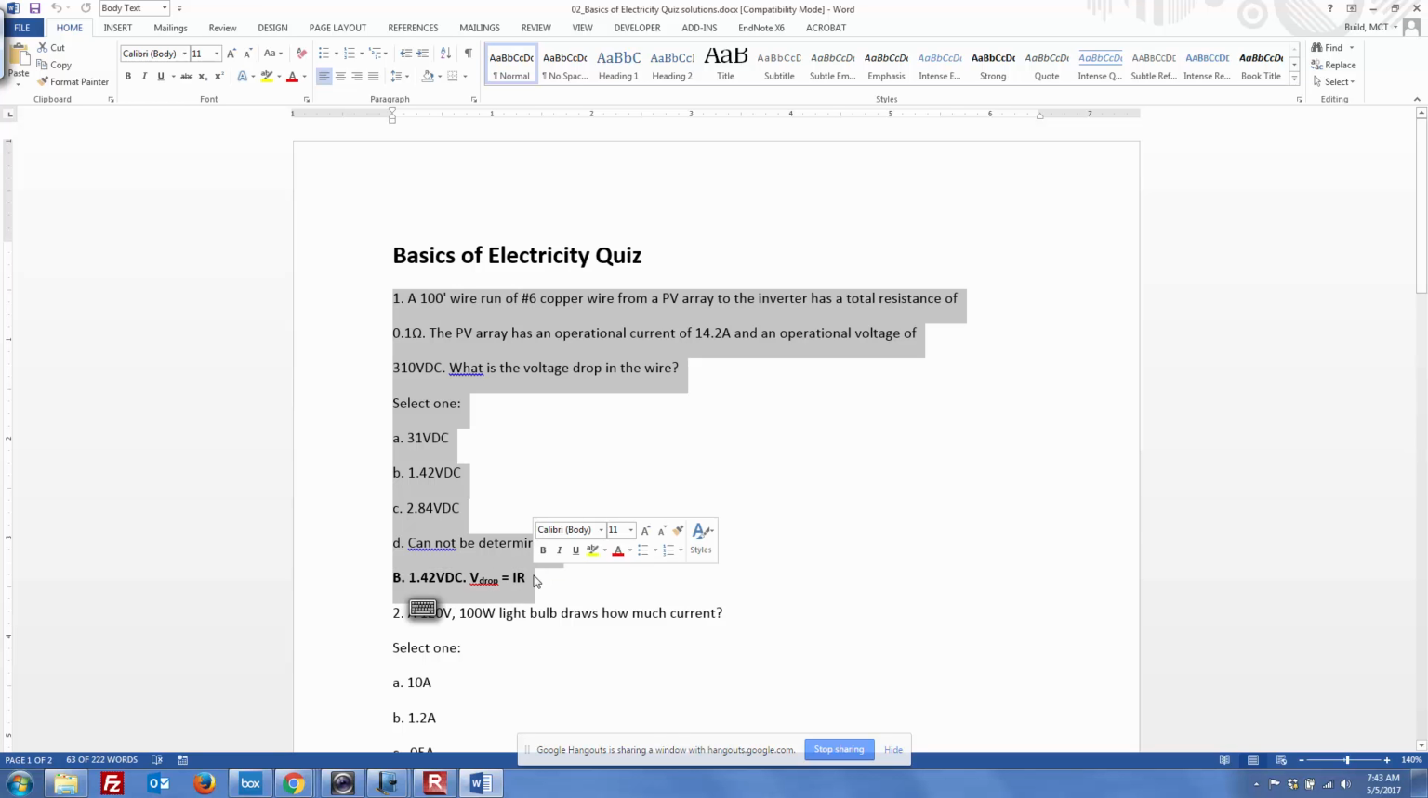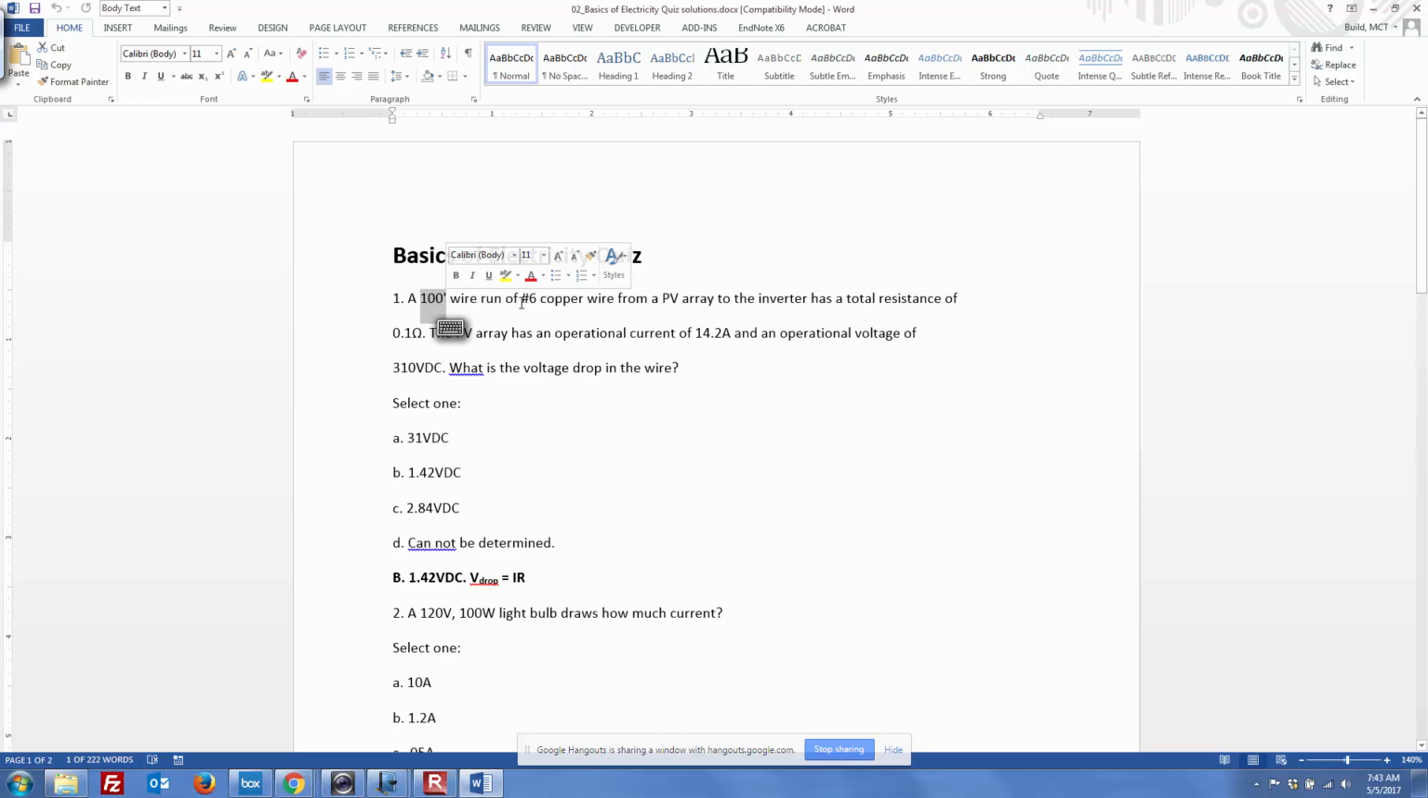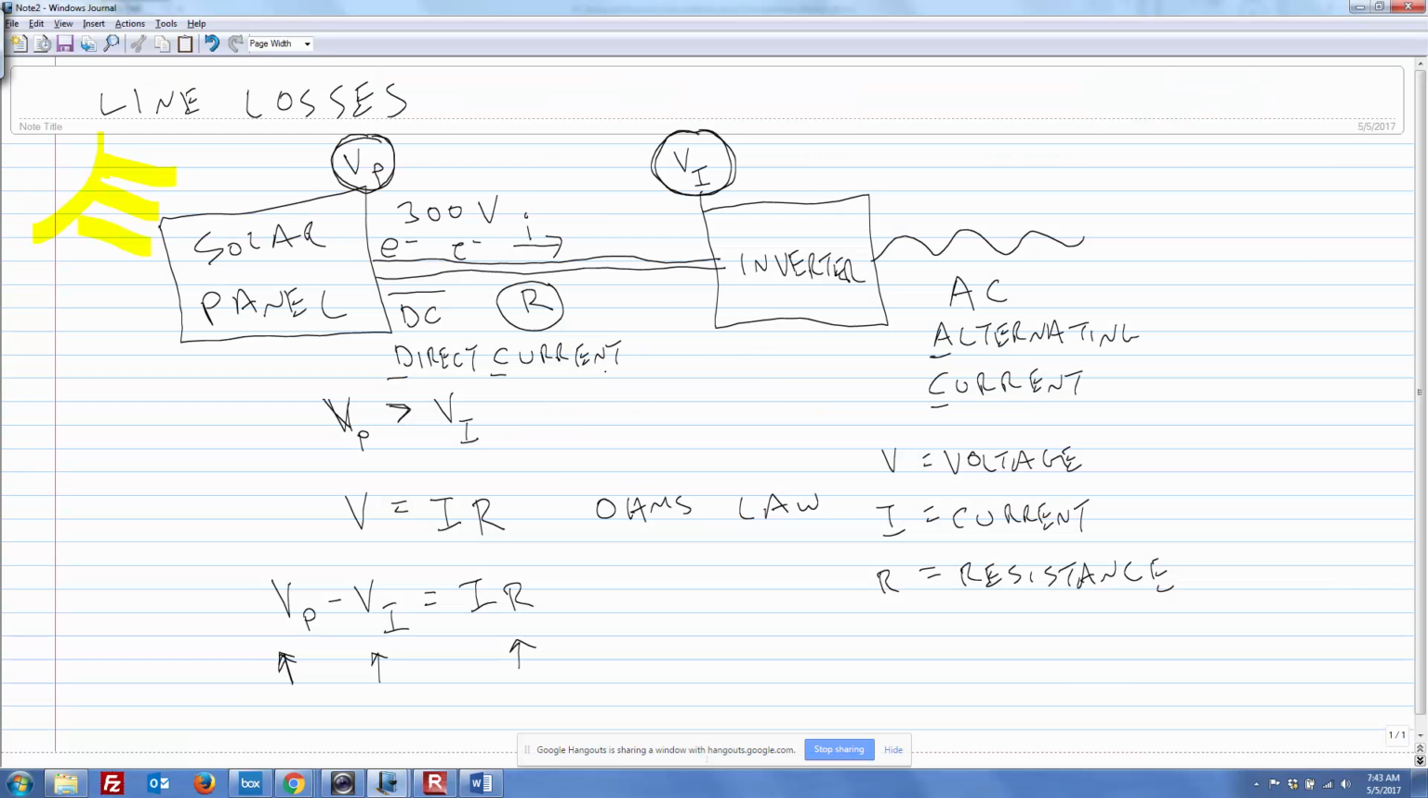So we have 100 feet of copper wire, and it's number 6, and we'll look at that shortly. And the resistance is 0.1 ohms. The current is 14.2 amps, and the voltage is 310 volts DC. So the question is, what's the voltage drop in the wire? So let's look at that problem.